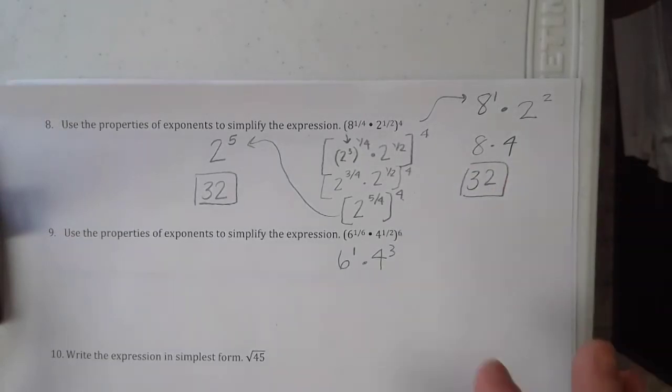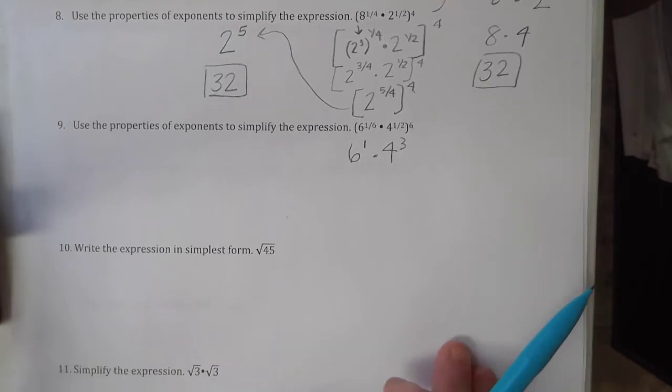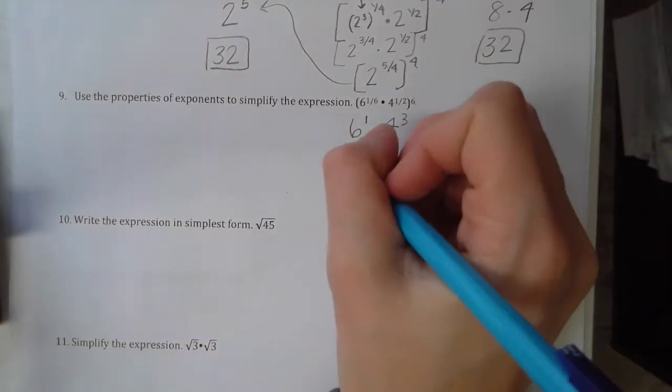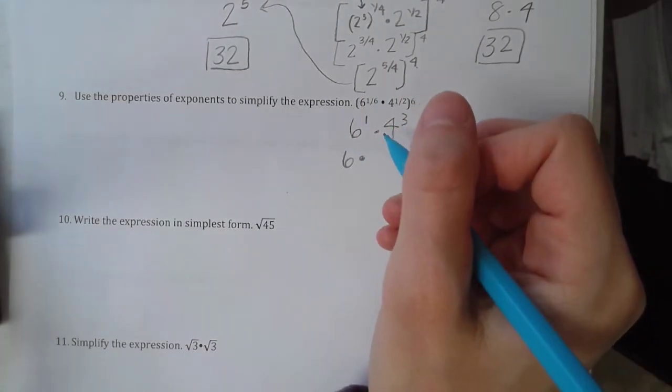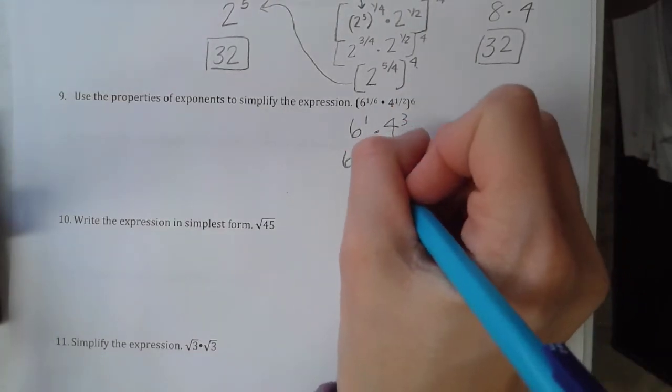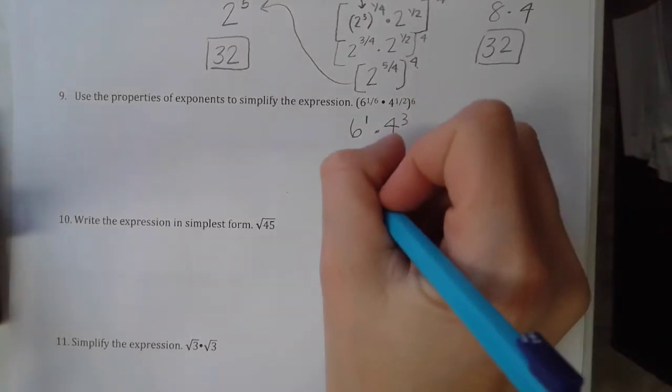Again, this is an easier way. You just need to be able to change your base. That's what I was worried about. So 6 times 4 to the 3rd power is 64. And just multiply 64 times 6. And you'll get 384.